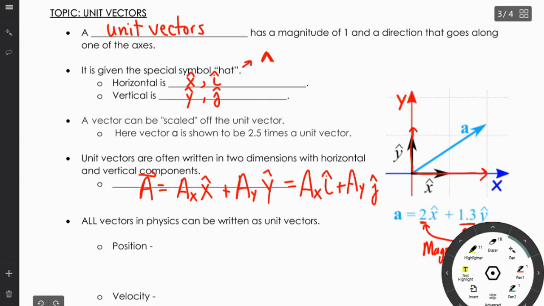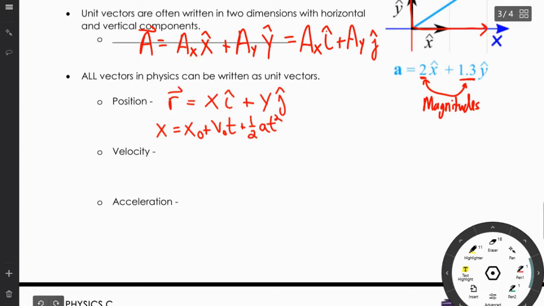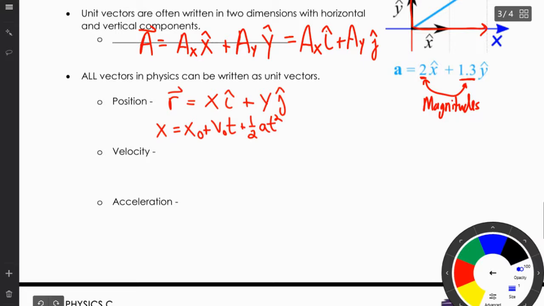So essentially, all the vectors we're working with can be written with unit vectors. For example, position. Oftentimes they'll call the position vector r. That would be your x i hat plus your y j hat. These are your position vectors. But remember, your positions can be determined by using this equation here. So what you can do is write this equation and put it there, write this equation and put it there.